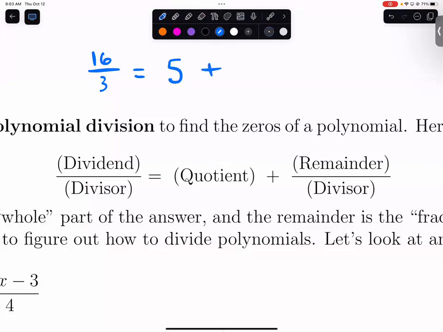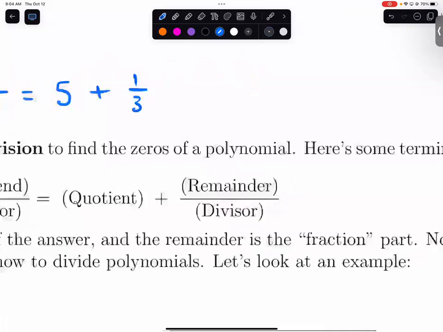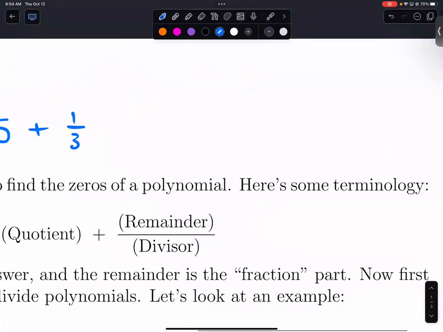3 times 5 is 15, so it leaves remainder 1. And really that remainder 1 means 1/3 left over, right? So 5 and 1/3 times would be 16 divided by 3. We're going to do this with polynomials. The way that we're going to do it is by adapting what we know about long division, and then we'll look at another method called synthetic division also, to work for polynomials as well. So just real quick, let's take a look at how long division works to remind ourselves.